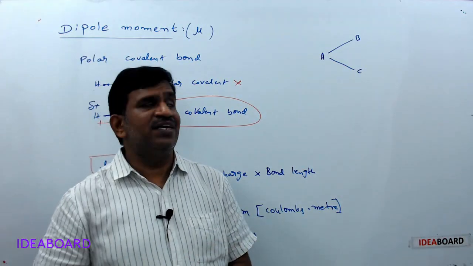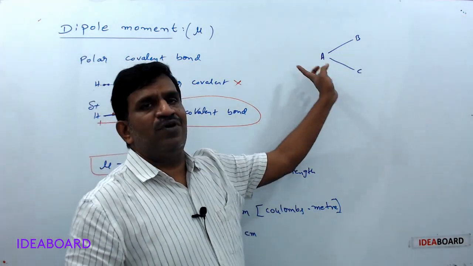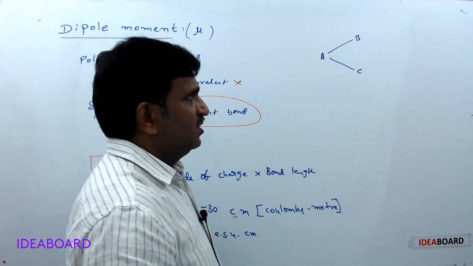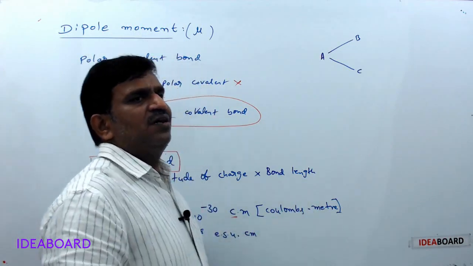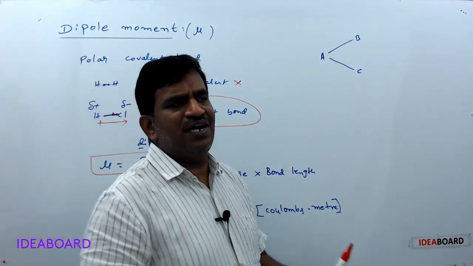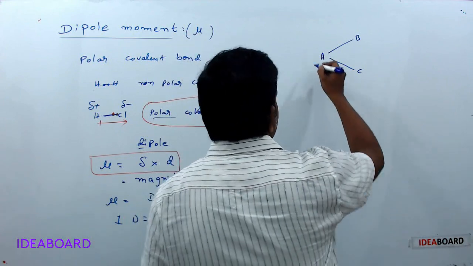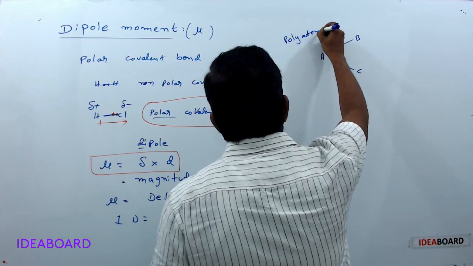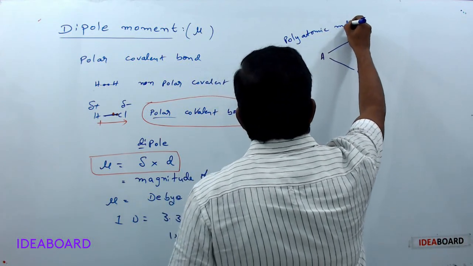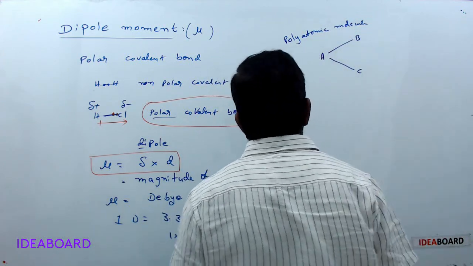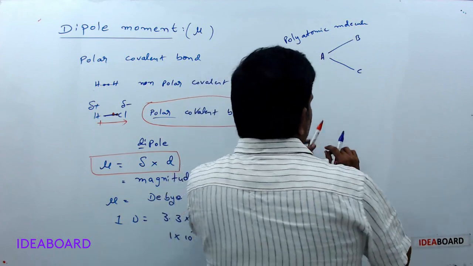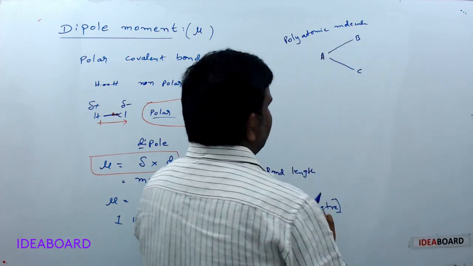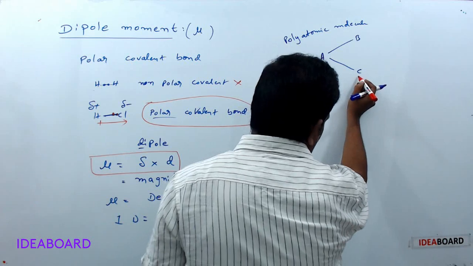Means we can say simply dipole moment in a polyatomic molecule. AB2 or ABC or AB4, AB5, like different atoms are present, then in polyatomic molecules, dipole moment, how can we calculate? For each bond there is a dipole moment, means here suppose this is more electronegative.